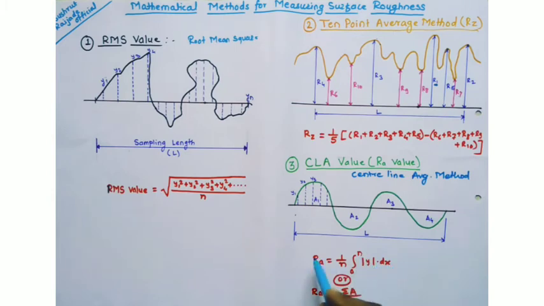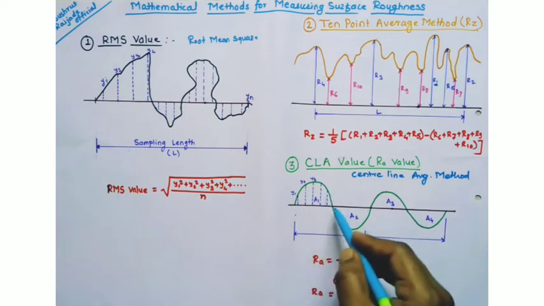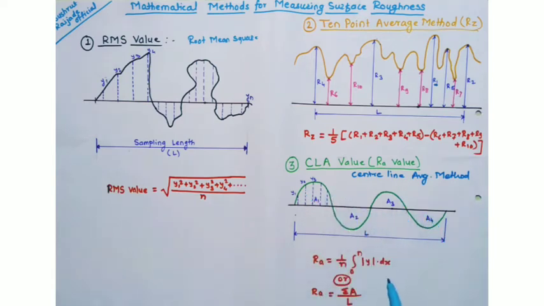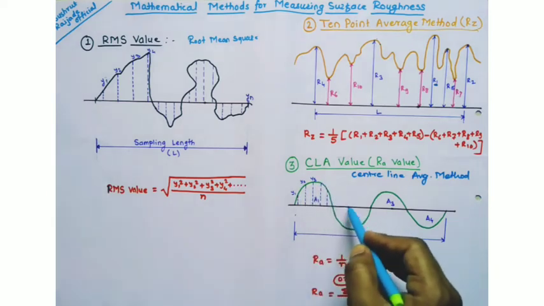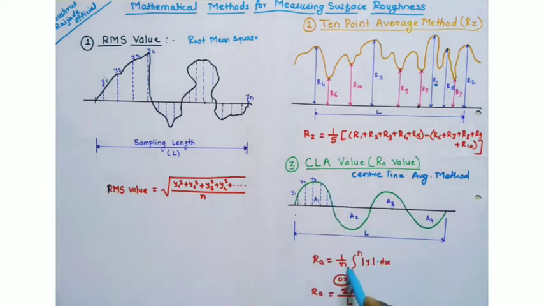Means by using ordinates you can calculate the roughness value. Ordinates means y1, y2, y3, y4, y5, and n is the number of ordinates you are using. This is the first method. These ordinates are taken along the sampling length. Then the second method of CLA value is Ra equal to summation of A divided by L.